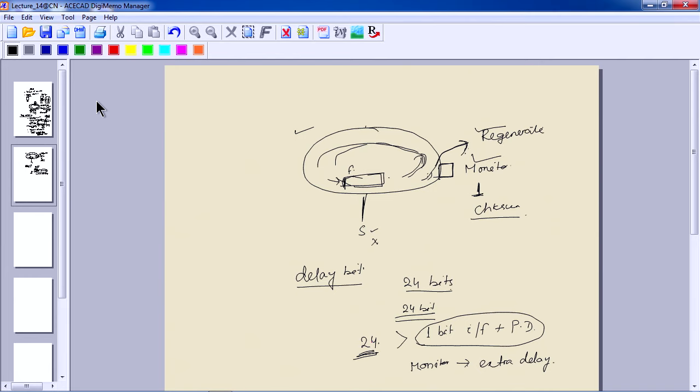That means once the monitor is selected, it is the responsibility of the monitor to take care of the ring, or to do the maintenance of the ring, till the transmission of the frames is completed by all the nodes.